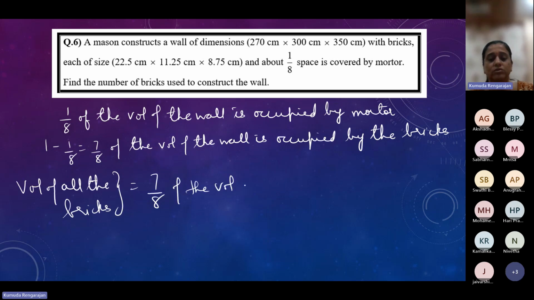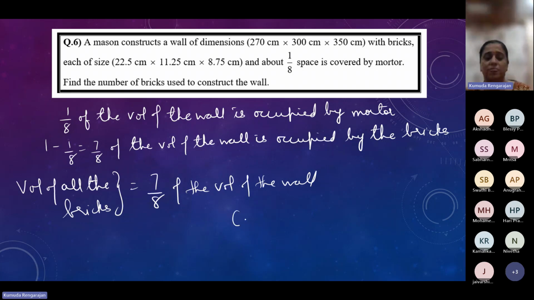This is the equation. See here, listen to this. Volume of the mortar is equal to 1/8 into volume of the wall. See, volume of the wall is the total thing. 1/8 into the volume of the wall is the volume of the mortar. 7/8 into the volume of the wall is the volume of all the bricks. That's all.